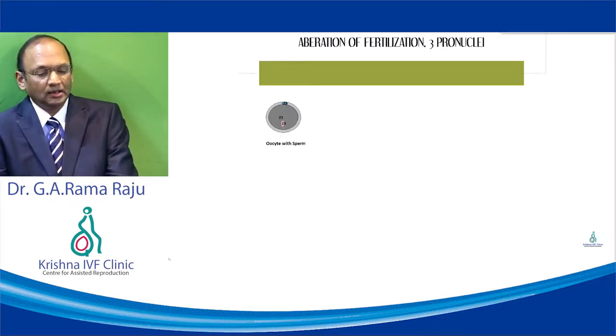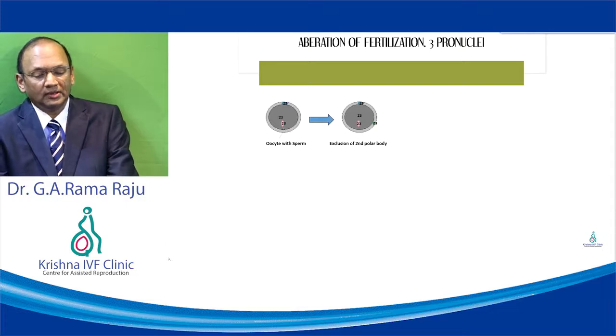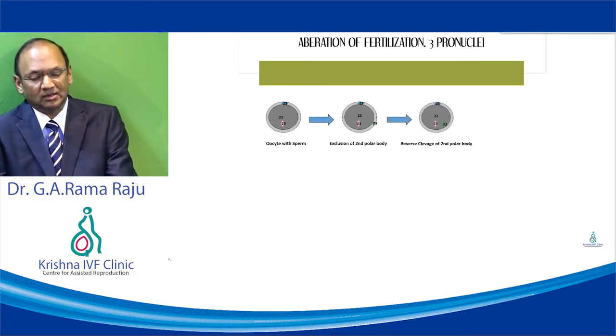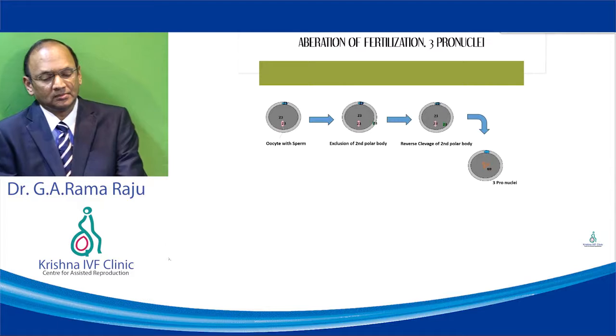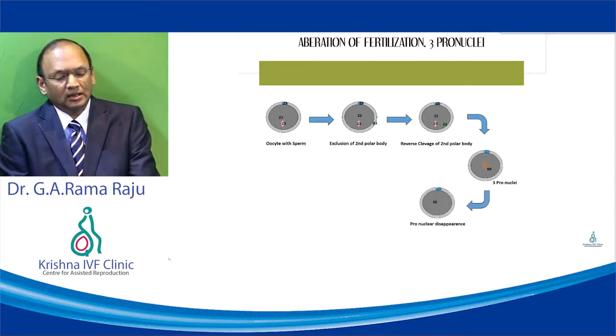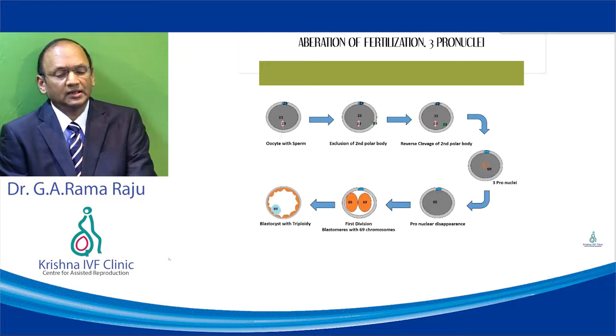Here I am showing the diagrammatic view before we go. Here there is a reverse cleavage of the second polar body, a diagrammatic representation. So, which is combined as 3 pronuclei, and then it started dividing. If we do not look at this information, we might end up transferring this embryo as a good embryo and then thinking this is the abnormal fertilization with 3 pronuclei.